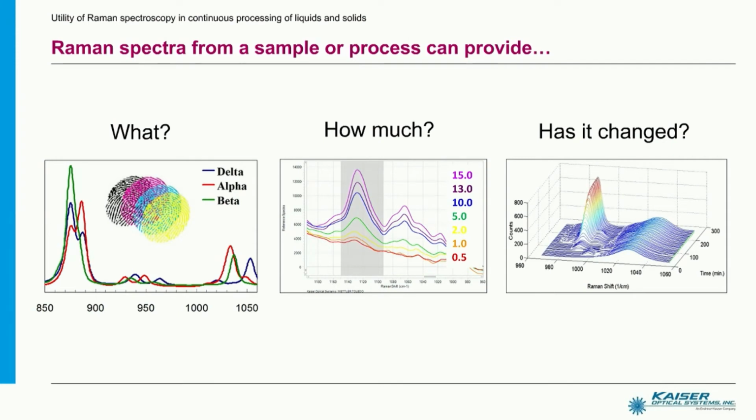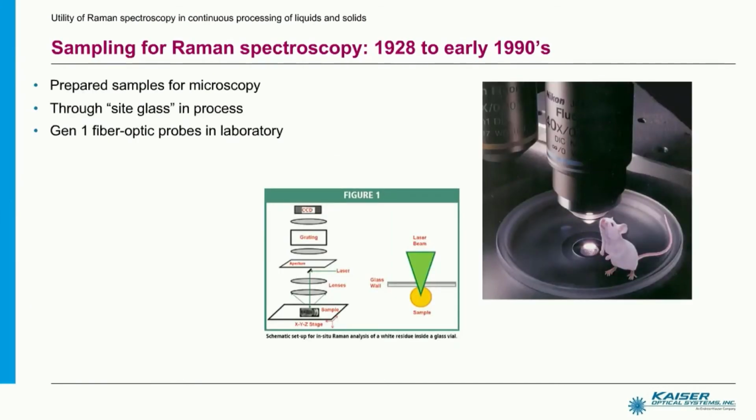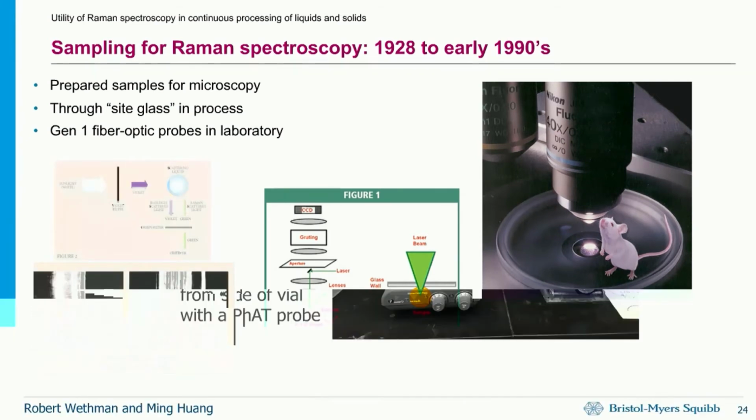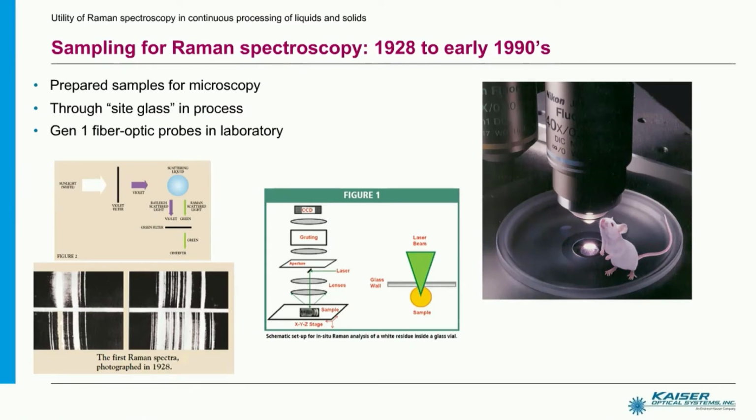To take a step back and see the history of Raman spectroscopy and how far we've come even in a short time period, go way back to the inception and discovery of the Raman effect in 1928. We can see Raman spectra photographed in 1928, used a sampling configuration that was very similar to what was used in the 1990s. So you have some freestanding optics. Later on, we had incorporation into a microscope.